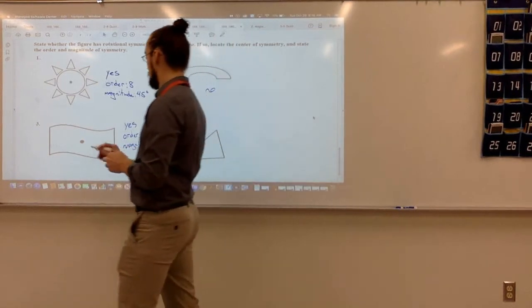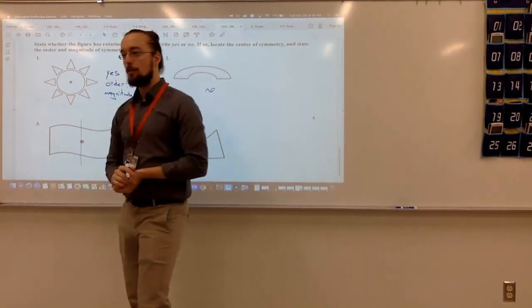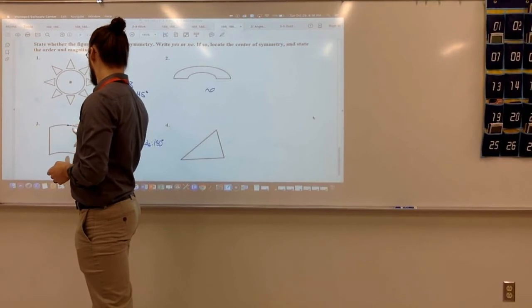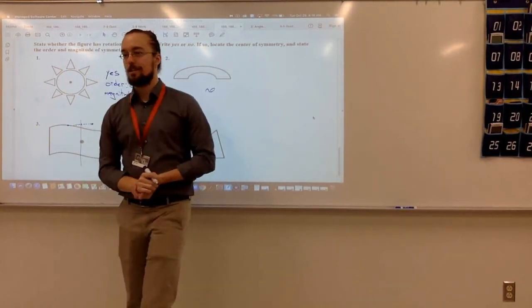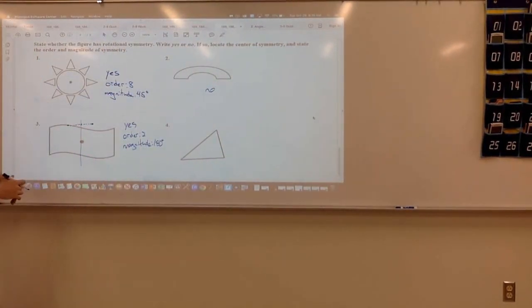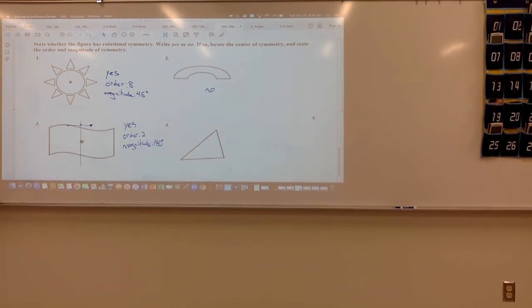Right down the middle. So if I draw a line right down the middle and I choose a point, it's the same idea. It's not going to match up if I fold it across that line. So this figure would have rotational symmetry, but not line symmetry.